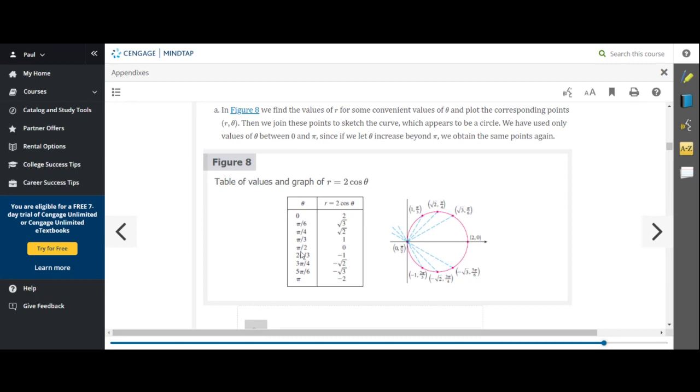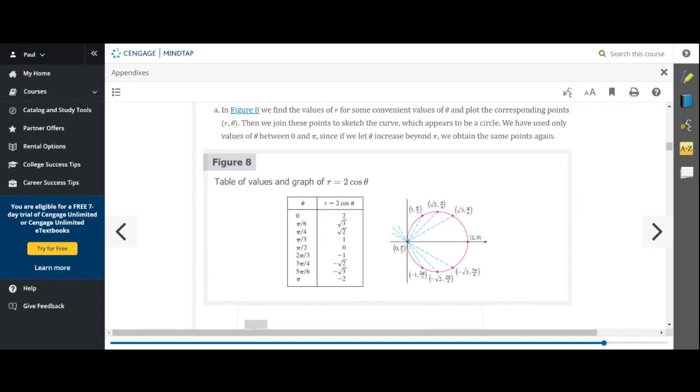When theta is, for instance, 90 degrees. At 90 degrees, pi over 2, that's the fifth line. The cosine of 90 degrees is 0. 2 times 0 is 0. So you have a polar coordinate 0, pi over 2. So that's like 0, pi over 2 would be equivalent to looking up in the 90-degree direction, and the radius is 0. So that puts you right at the origin.